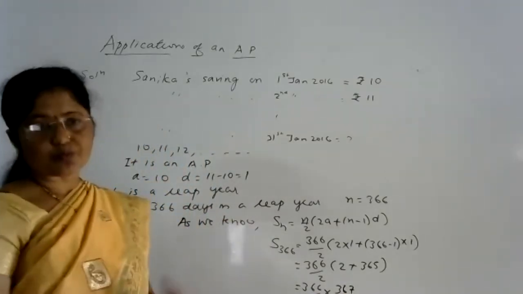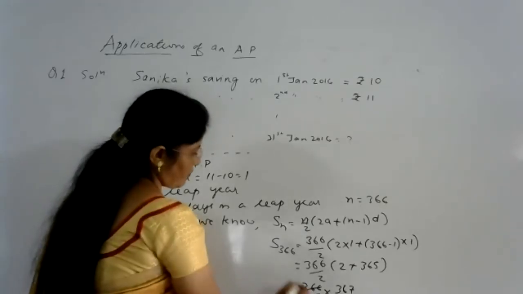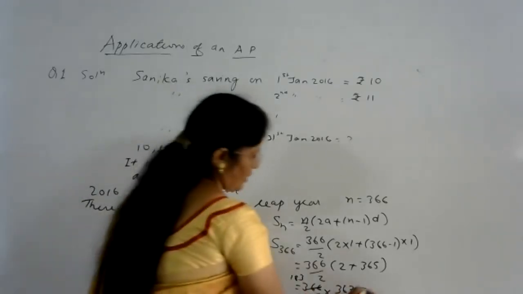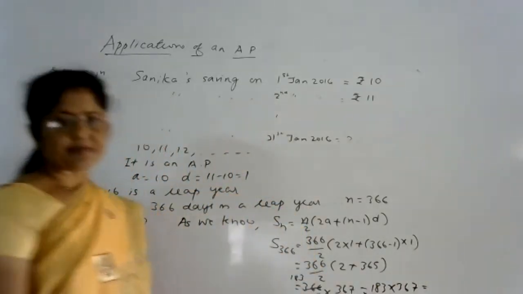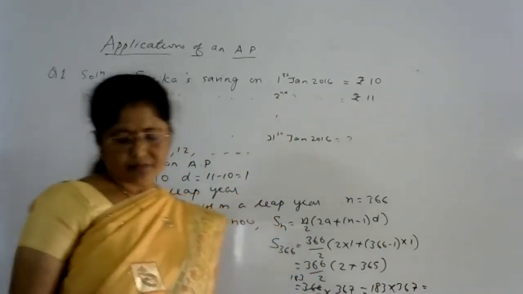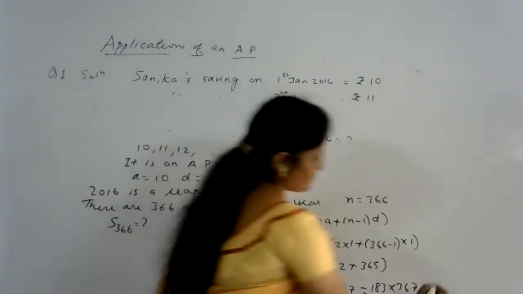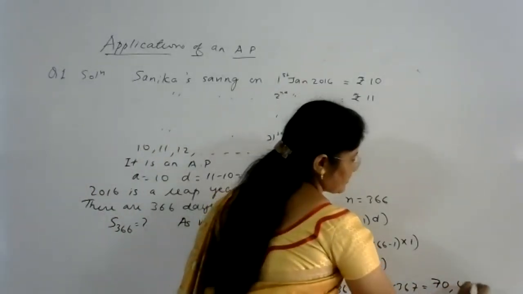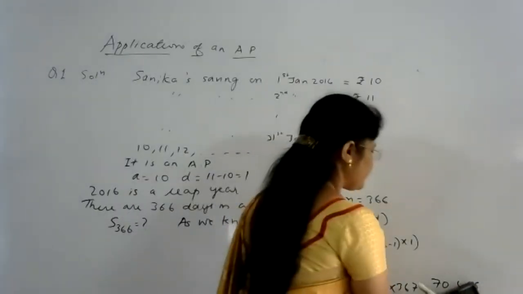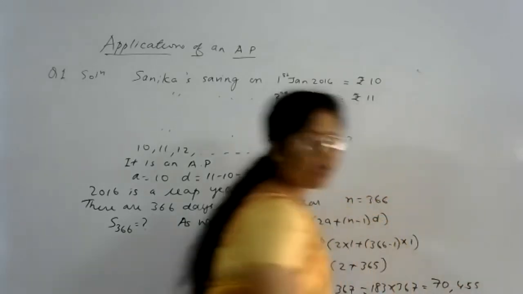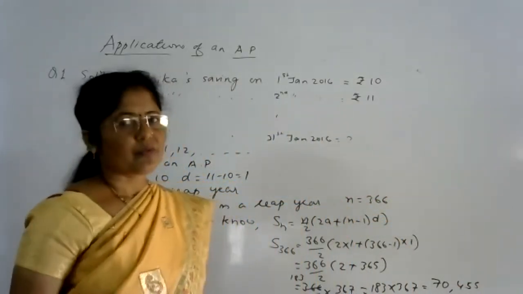366 divided by 2 is 183. So again, 183 into 367. Find the product. What is the value? 70,455. Correct?